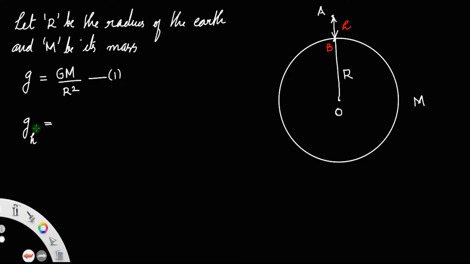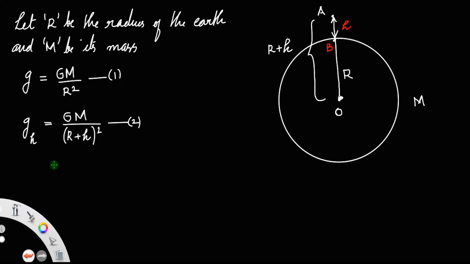Let's call that gravity at a height g suffix h, which will be Gm divided by, we know the distance from the center of the Earth to this height, the entire length, will be r plus h, right? So the new distance is r plus h. So r plus h whole square. Call that equation number 2. From the center to the surface it's r, so we just took r square here, but now the distance has changed. It's r plus h, so we have to put r plus h in here.